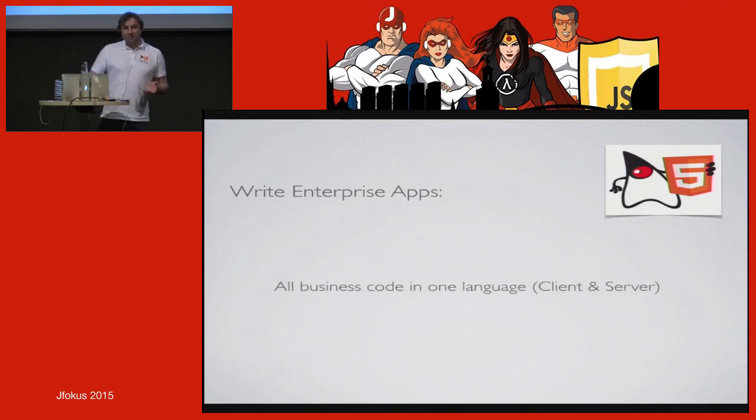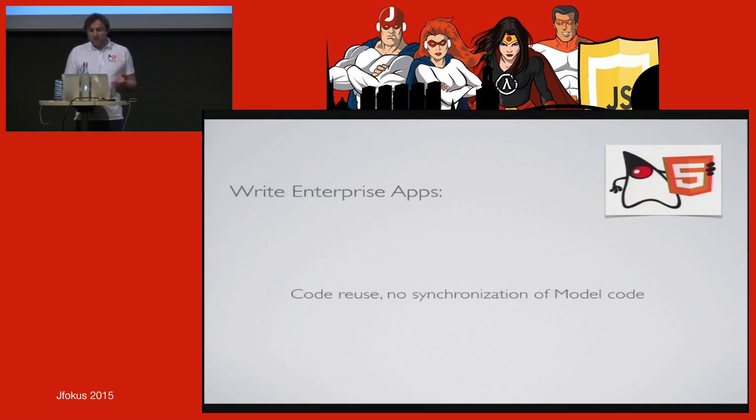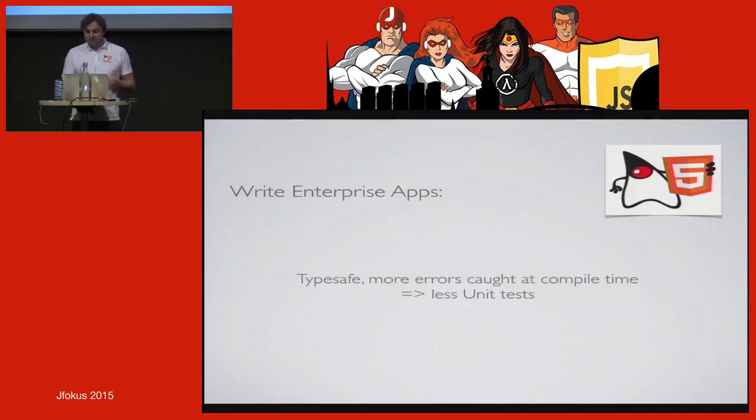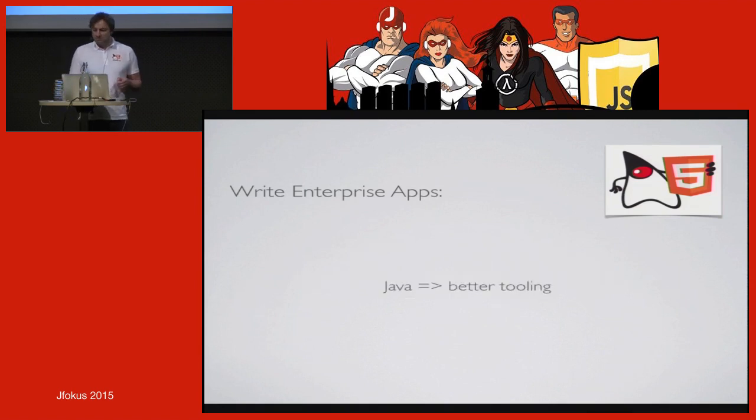You can write all business code in one language, which is also very nice because you can share the code between the client and the server. You have the same models on the client and the server. It's type safe. That means more errors than you can catch in JavaScript are caught during compile time. That means you need less testing because your compiler will tell you and you won't have the runtime exceptions.